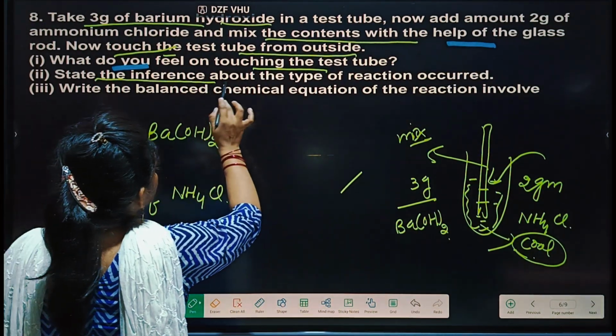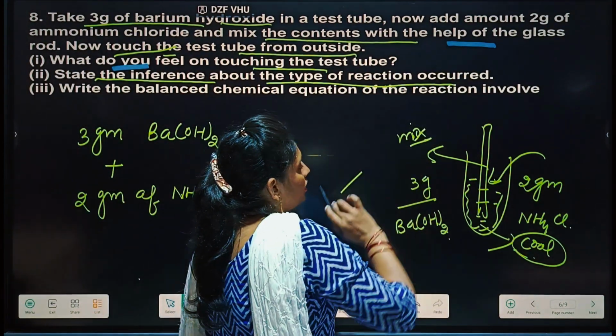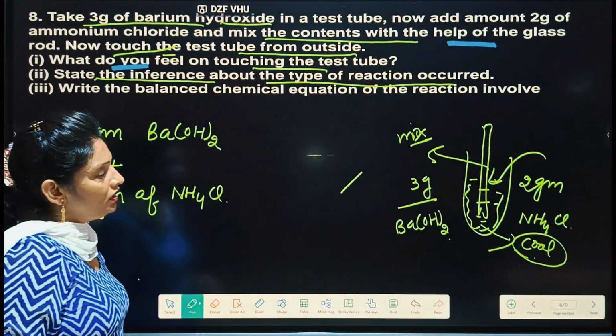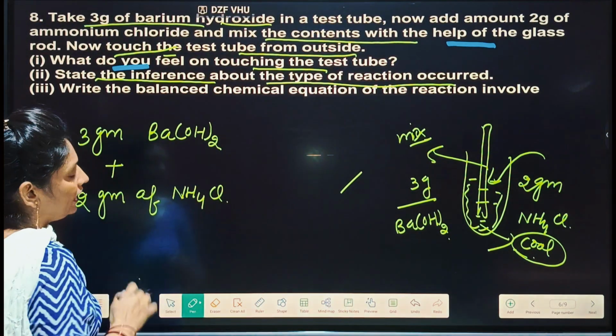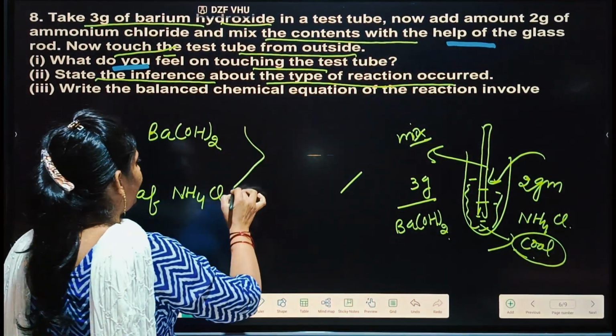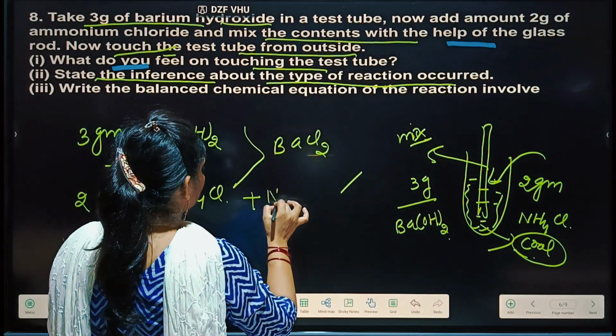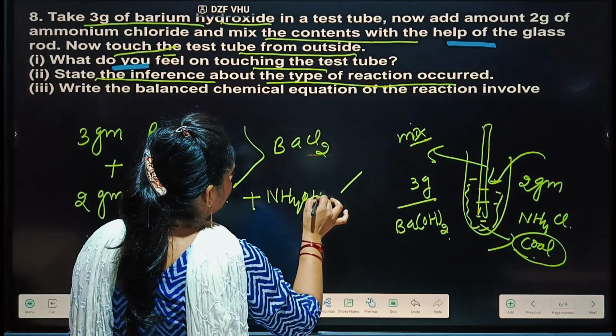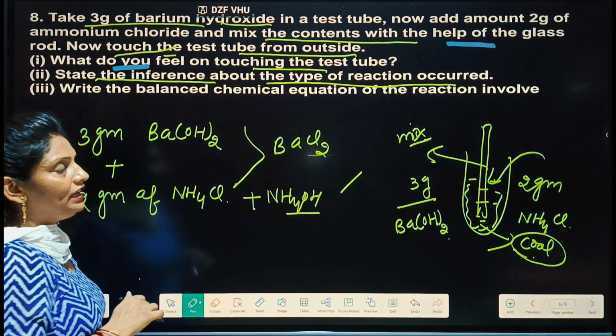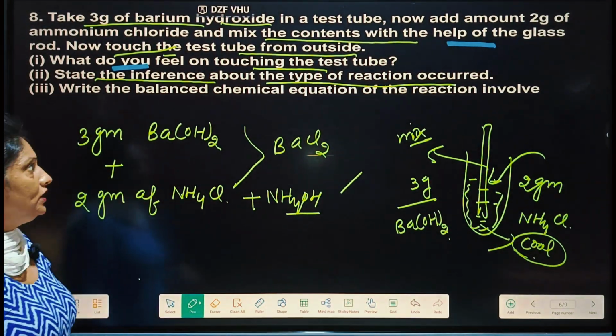State the inference about the type of reaction that occurred. One is a double displacement reaction, where we get BaCl2 plus ammonium hydroxide. So a double displacement reaction as well as an endothermic reaction will take place here.